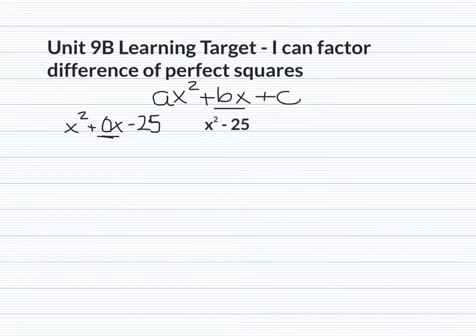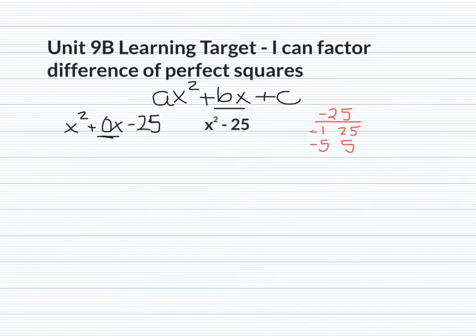So what factors? Here's negative 25. We could have 1 and 25. That wouldn't add up to 0, even if one of them could be negative. The other one we could have is 5 and 5. So negative 5 plus 5 is 0.